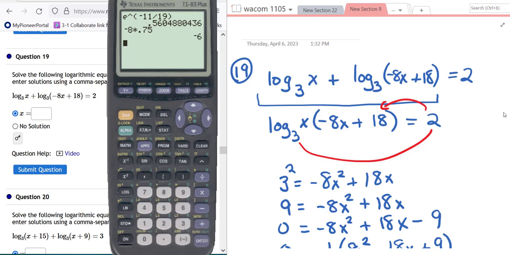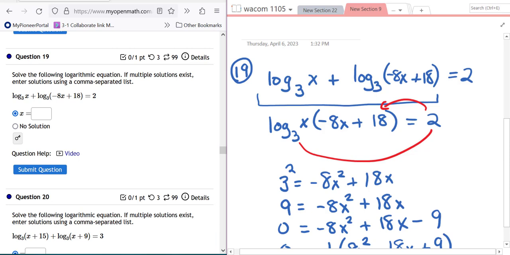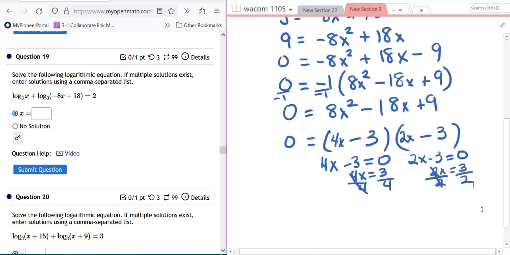And the other one was 3/2. And so 3/2 here would be okay. That's bigger than 0. 3/2 here. So -8 times 3/2 is 1.5. Is a -12. -12 plus 18 still gives you positive. So we're okay, and that means that they both work. So we have two answers, 3/4 and 3/2. And we did check.